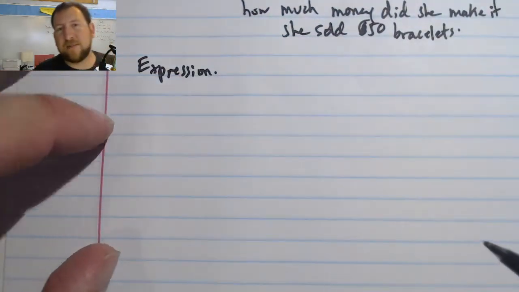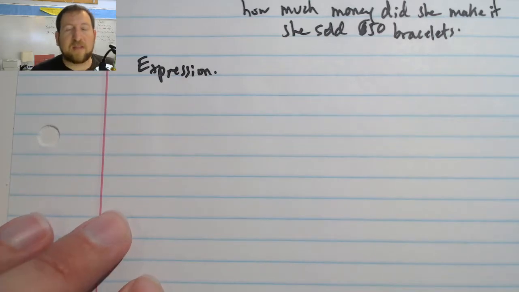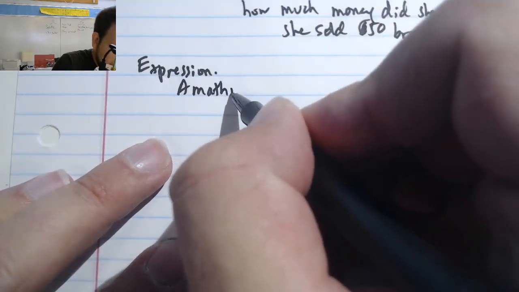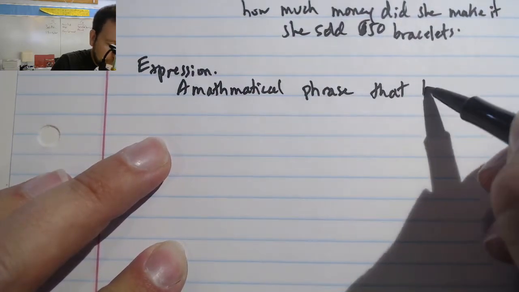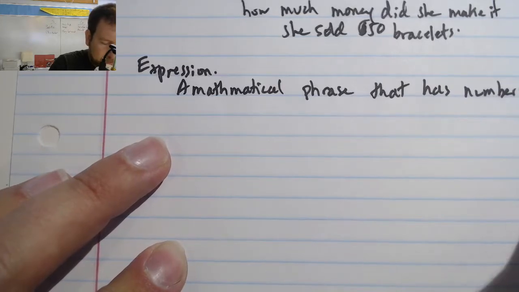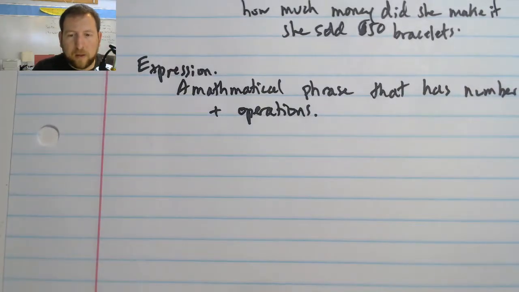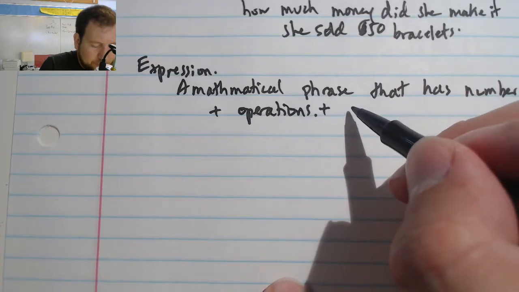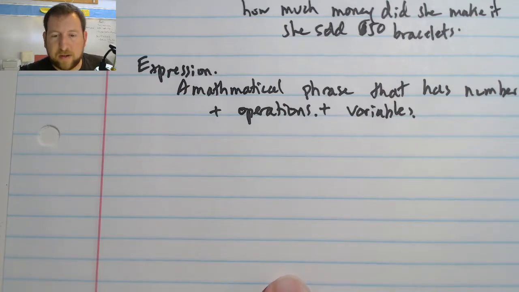An expression in math is different than it is in Writer's Workshop. It has a discrete and absolute meaning in math, as most things do. An expression is simply a mathematical phrase that has numbers and operations. It also has numbers, operations, and typically variables, but not always.